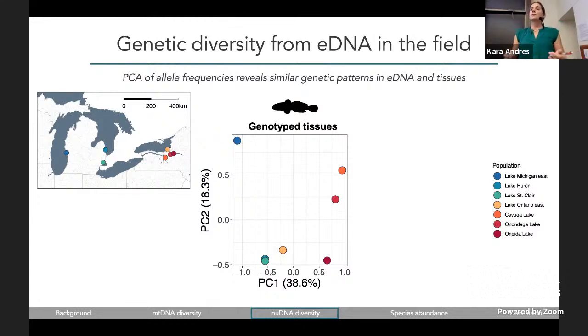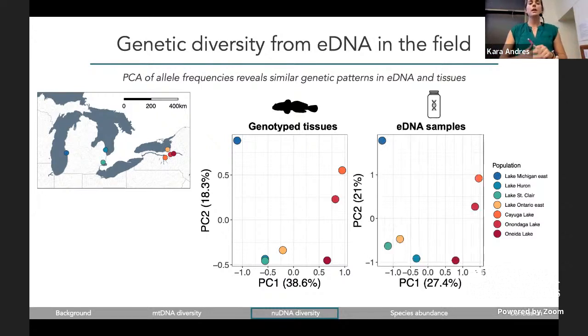This follows what we know about the invasion process of the round goby. Previous work has shown that there was a large introduction in about 1990, but since that time they've spread primarily via natural dispersal throughout their range, and we do expect patterns of isolation by distance. So closer populations in space are going to be more similar genetically, and that is what we find by looking at the genotype tissues. We also find that to be true by looking at environmental DNA. We see remarkably similar patterns by just looking at the environmental DNA samples among these sites. We see that longitudinal gradient primarily structuring population genetic differentiation in these populations.